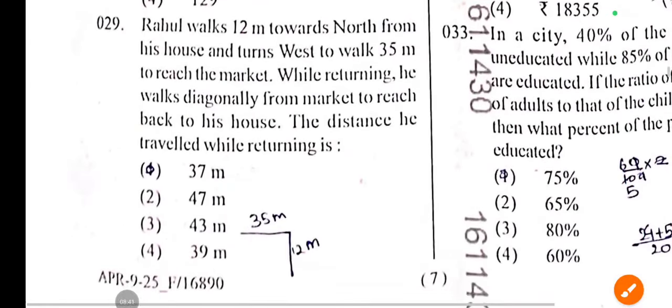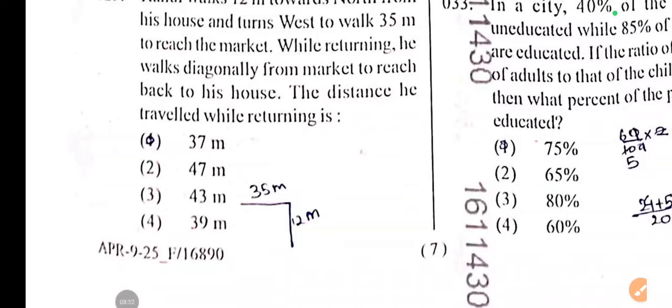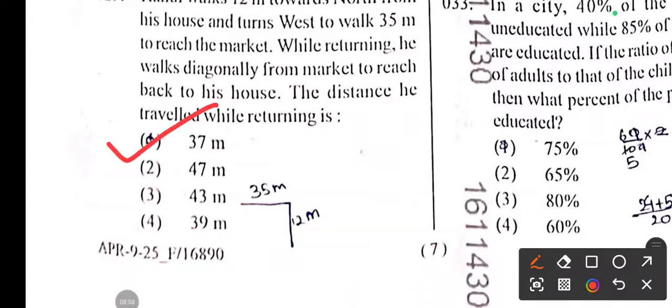Question number 29. Rahul walks 12 meters towards north from his house and turns west to walk 35 meters to reach the market. While returning, he walks diagonally from the market to reach back to his house. The distance he travelled while returning is option 1, 37 meters.